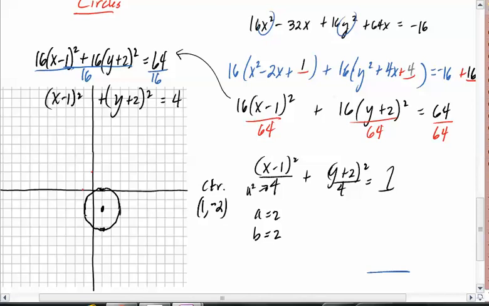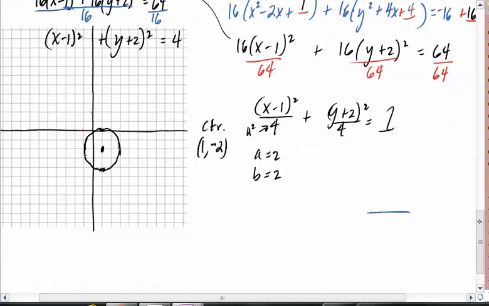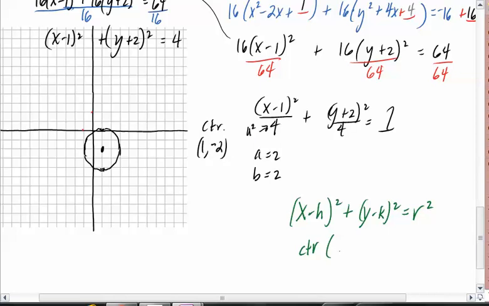And you remember the standard form of an equation of a circle. Standard form of an equation of a circle is this, x minus h squared plus y minus k squared equals r squared. Let's take a look. The center of my circle would be 1, negative 2, and my radius would be 2, and that's exactly what we got by even thinking that it might be an ellipse.